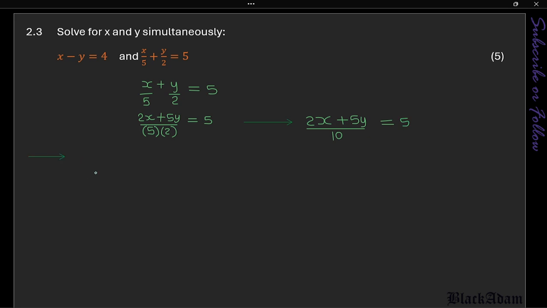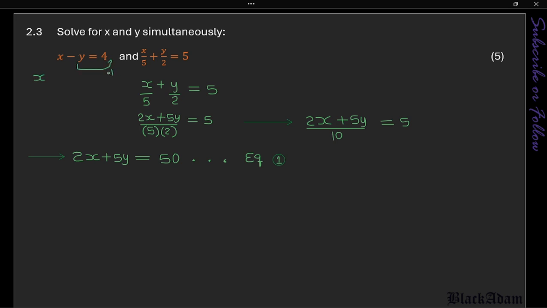Then we cross multiply, that will give us 2x plus 5y, and then 5 times 10 when we cross multiply will give us 50. So now we have 50. What we do, that will make that equation 1. So 2x plus 5y is 50. That will make us have equation 1.